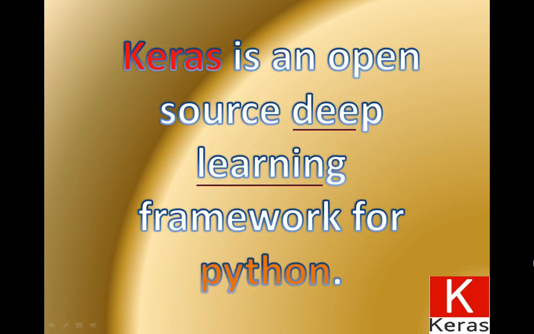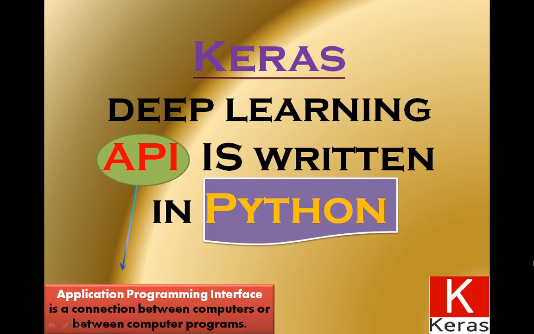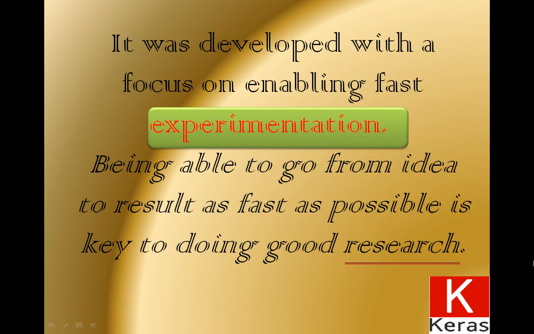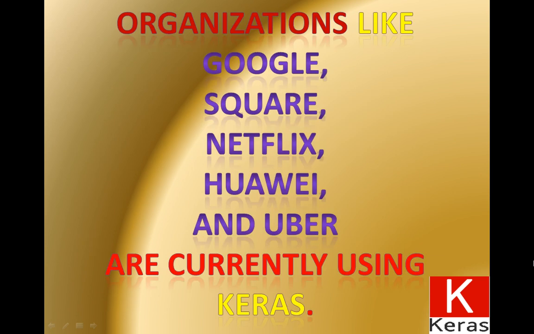Keras is an open source deep learning framework for Python. Keras Deep Learning API is written in Python. API stands for Application Programming Interface and it is a connection between computers or between computer programs. It has been developed by an artificial intelligence researcher at Google named François Chollet. It was developed with a focus on enabling fast experimentation. Organizations like Google, Square, Netflix, Huawei and Uber are currently using Keras.